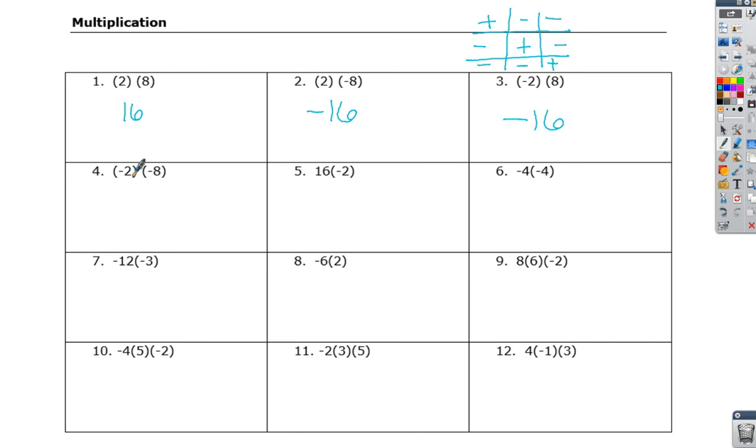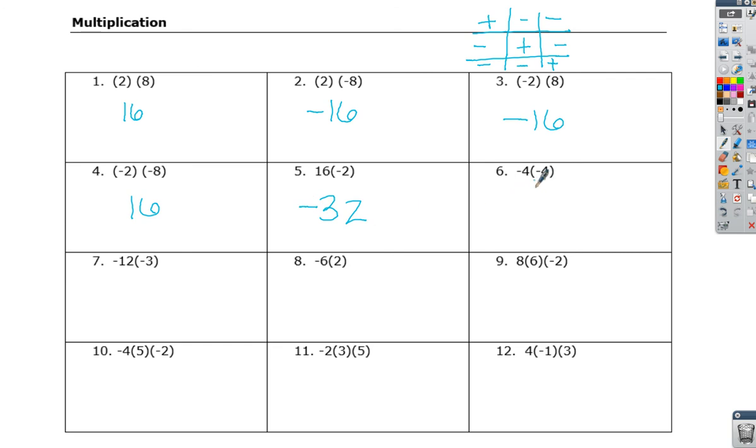Now don't get tricked. We have 2 times 8, which we know is 16, and we have a negative times a negative. A negative times a negative equals a positive. So we have positive 16. Now we have 16 times negative 2. 16 times 2 is 32, and we have a positive times a negative. Positive times a negative equals negative. So it's negative 32.